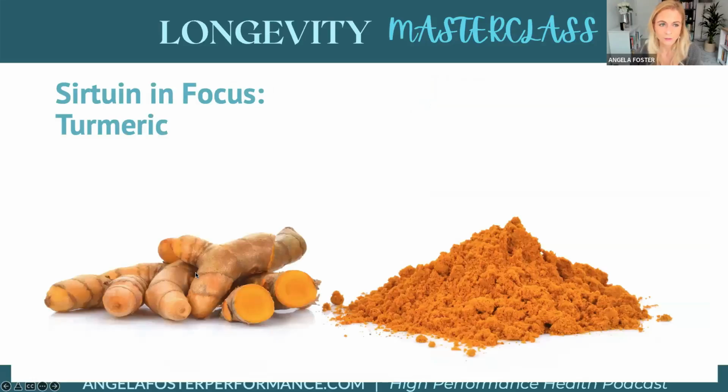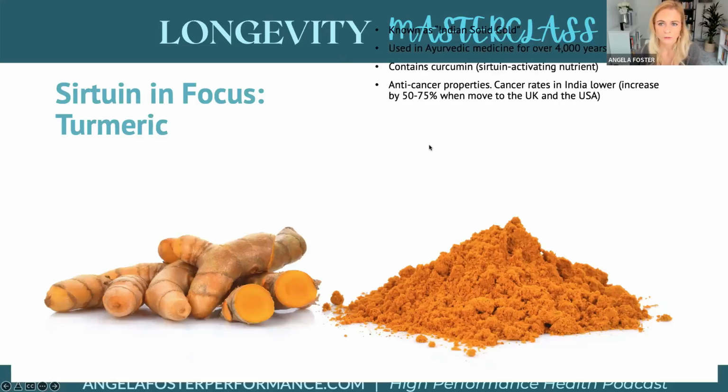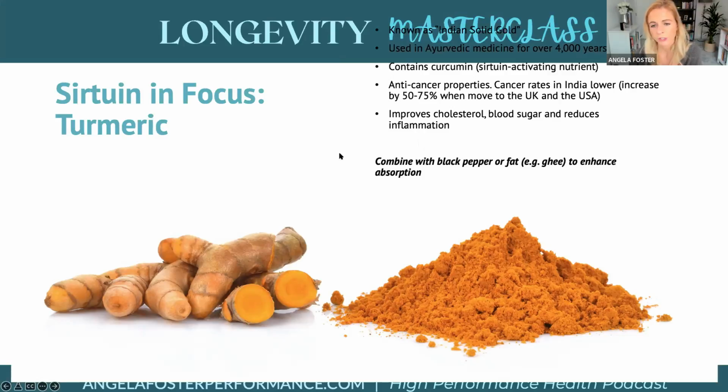Turmeric is amazing as well. I like to take this in supplement form. It can help lower inflammation. It works really well in a joint health supplement in combination as well. It's been used in Ayurvedic medicine for over 4,000 years, and the cancer rates in India are much lower. But when you take people out of their country and bring them to the US and the UK, they start to get elevated rates of cancer again. You want to combine it with either some fat or black pepper to enhance the absorption of it.